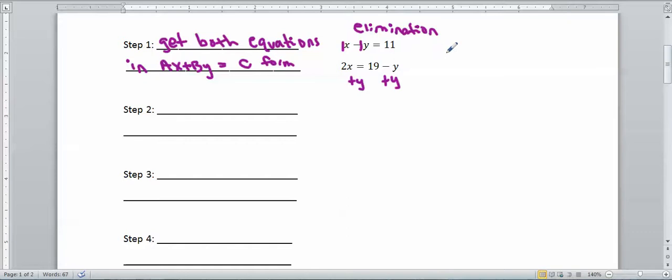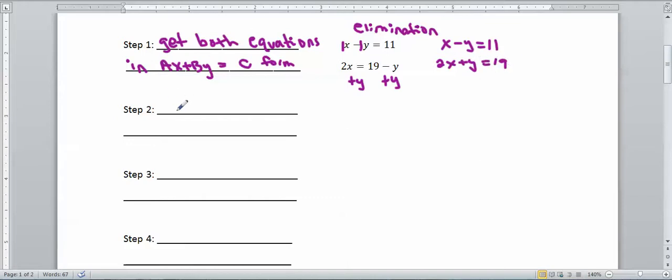Okay, so I get x minus y equals 11, because that one doesn't change. And then 2x plus y is equal to 19.